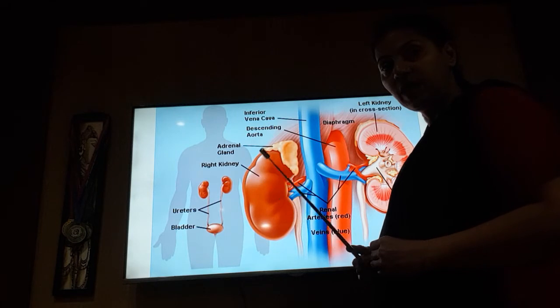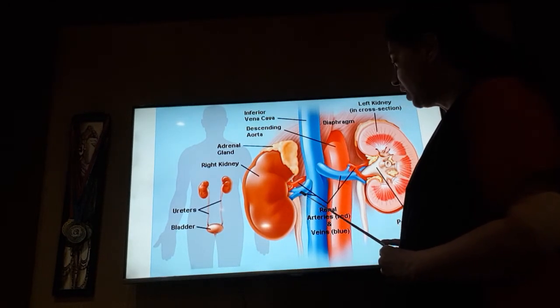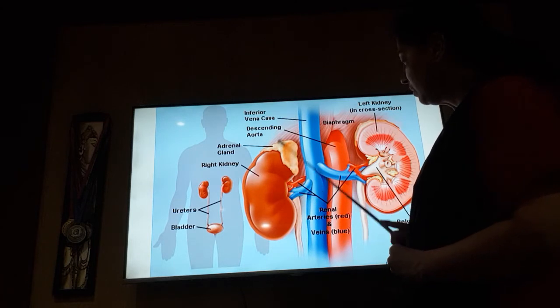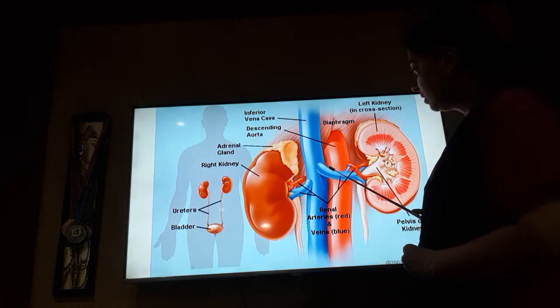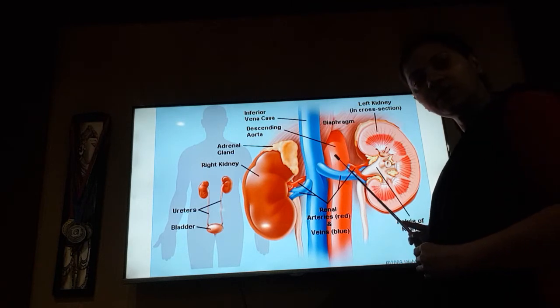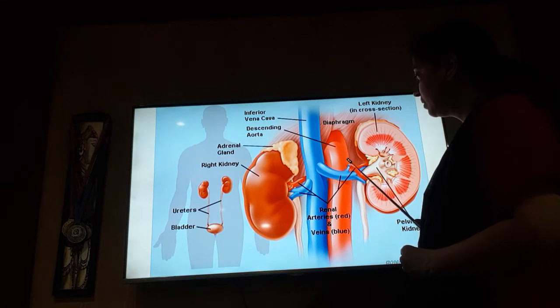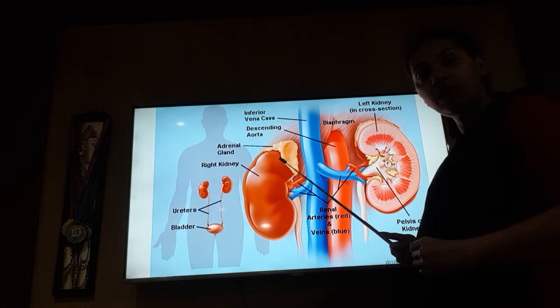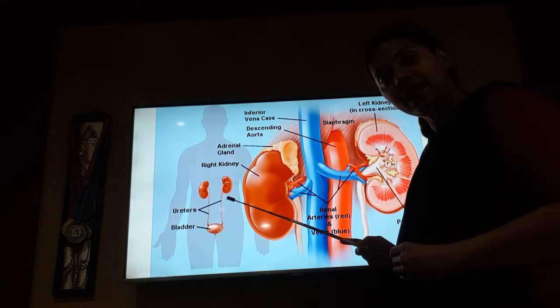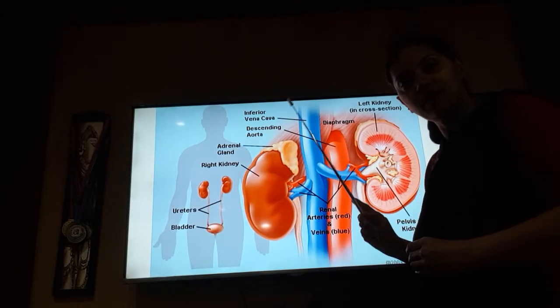First of all, we will have to see the hilum. This is the hilum of the kidney. You can see very clearly that the vein is present anterior mostly. The most anterior structure is the vein, V. Behind it is the artery, A. After that comes the pelvis. VAP.